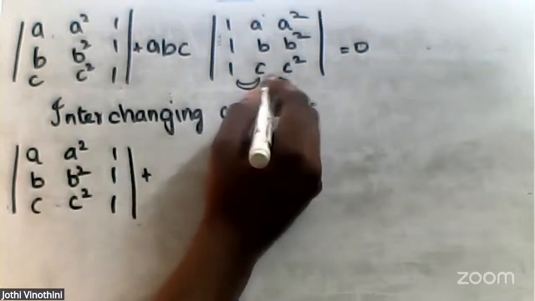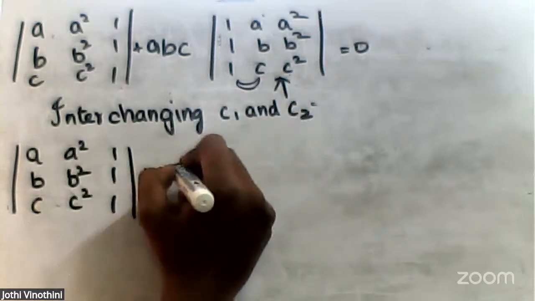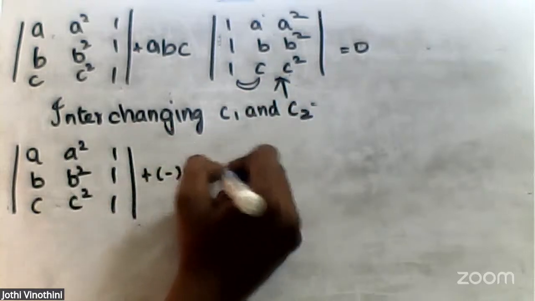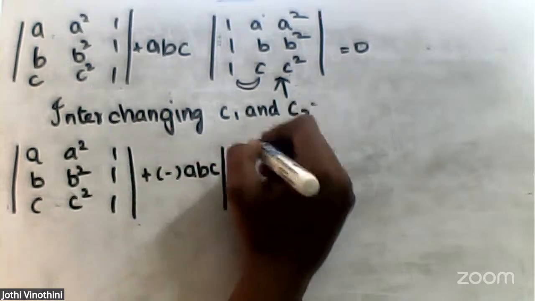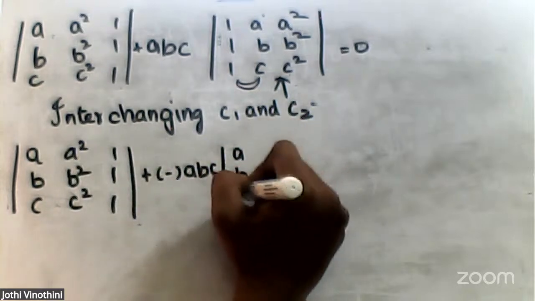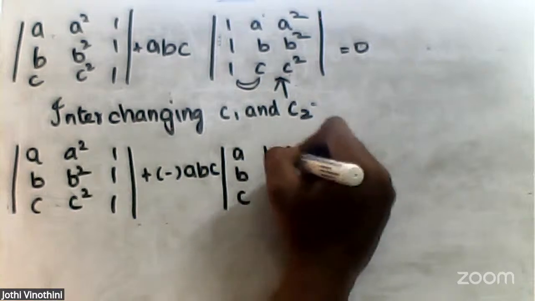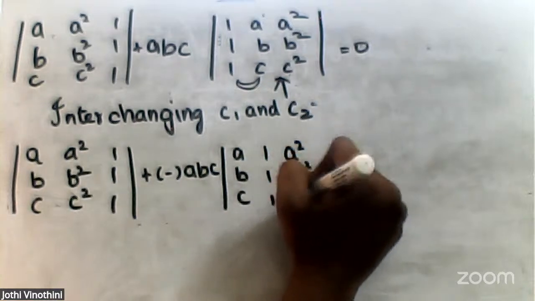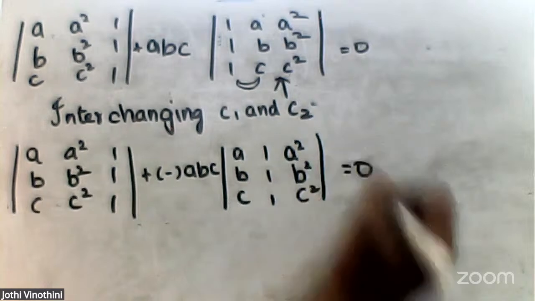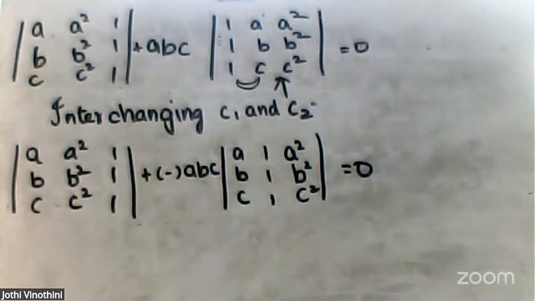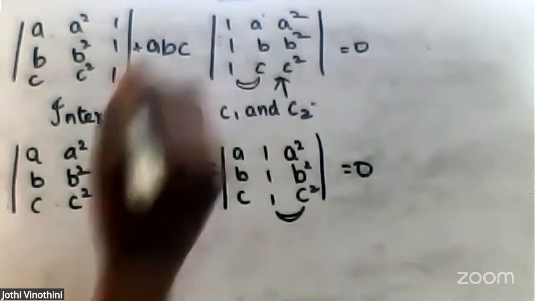Okay. While interchanging the columns, we have to add a minus, right? So it will become A, B, C, 1, 1, 1, A squared, B squared and C squared, which is equal to 0. Right? So what I'm again going to do is replace these two columns. I'm going to just interchange this.